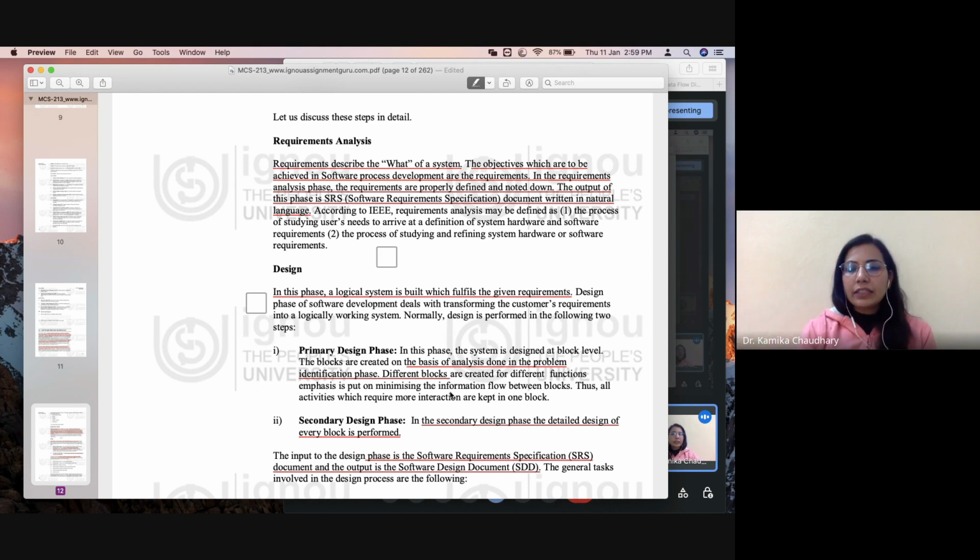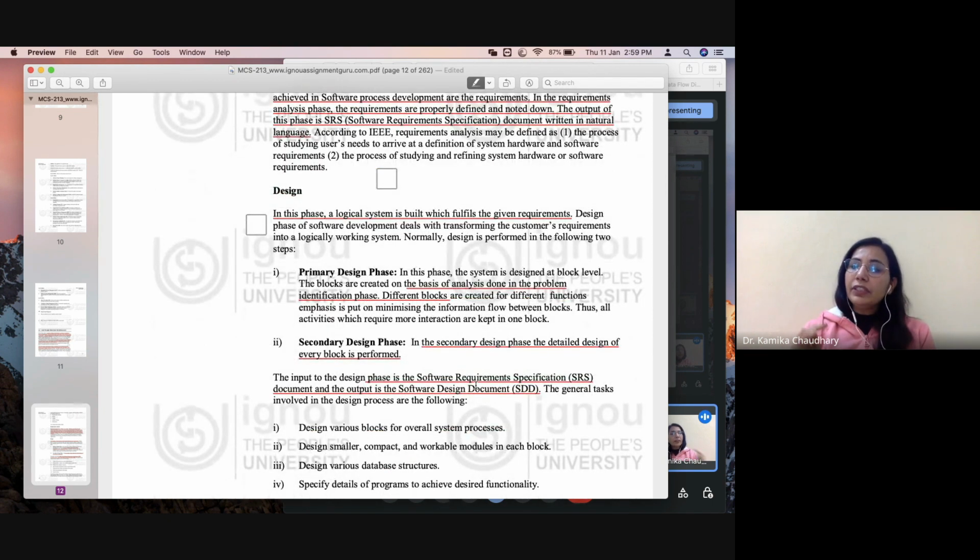Then in the secondary design phase, we enter the details of the block. Primary design phase just breaks your problem into different blocks. Secondary design phase: now take one block and go to the detailed design of that block. What is going to be present in that block? How will the interface of that block be? What will be the entry? What will be the exit? How is the information going to flow in and how is it going to come out? So all the detailed parts of every block are dealt with in your secondary design phase.